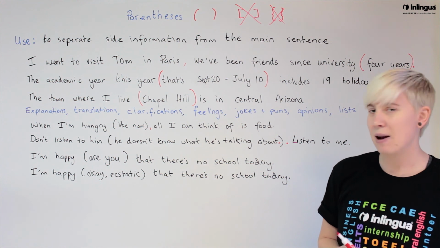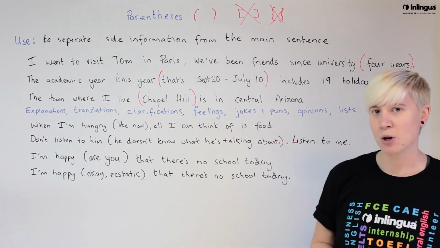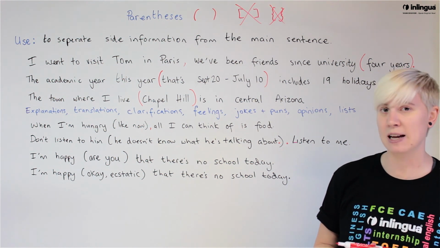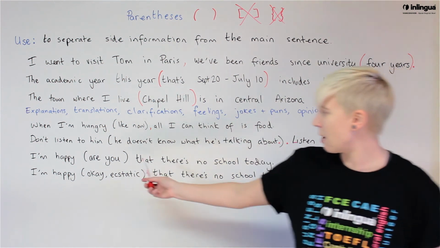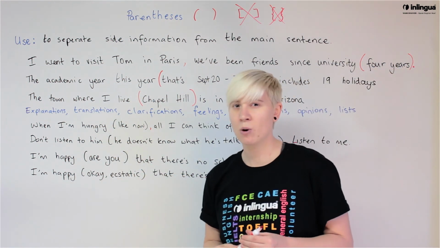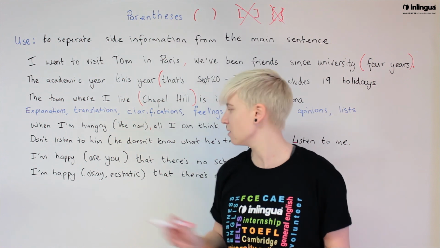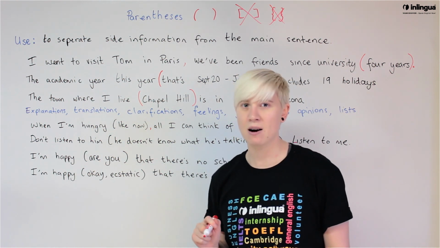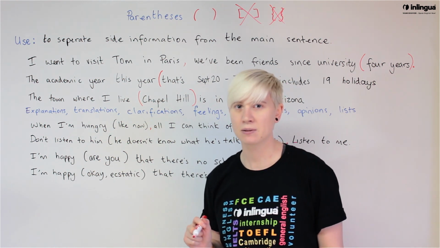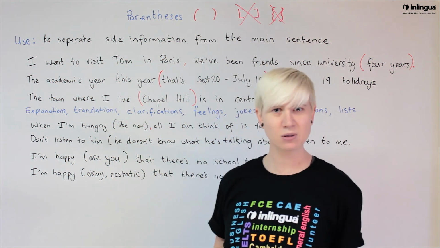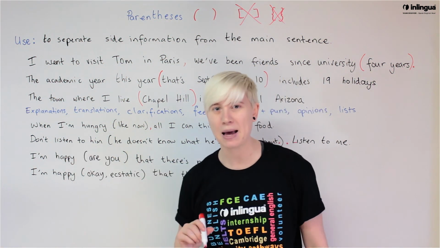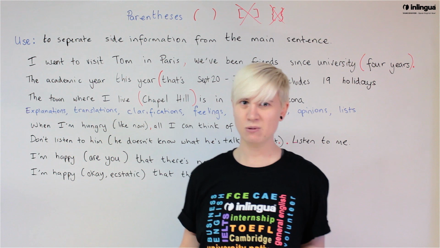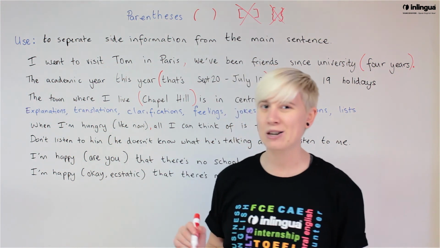Okay, what about the next one? I'm happy, are you? That there's no school today. In my parenthetical expression, what kind of a sentence is this? What do we know about the word are that begins something? It's a question. Are you? Okay. The question is, are you happy? I'm happy. Are you? So we need a question mark.